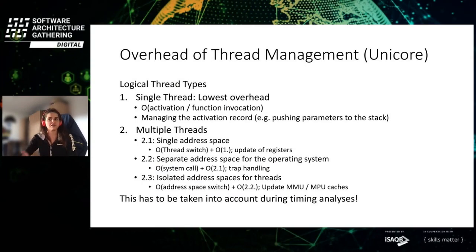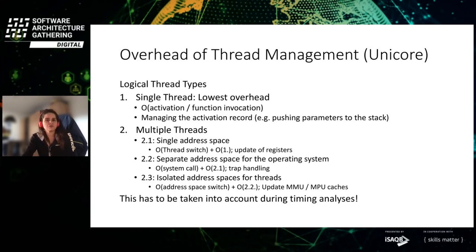I also have to think about the overhead of thread management. Here's just an example for a unicore system, so just one core, core 0. And I have to think about, well, do I have just a single thread? It's just a function invocation. I have to think about my activation record. How large is it? Activation record basically means pushing, for example, the parameters to the stack and then coming back from the function invocation.